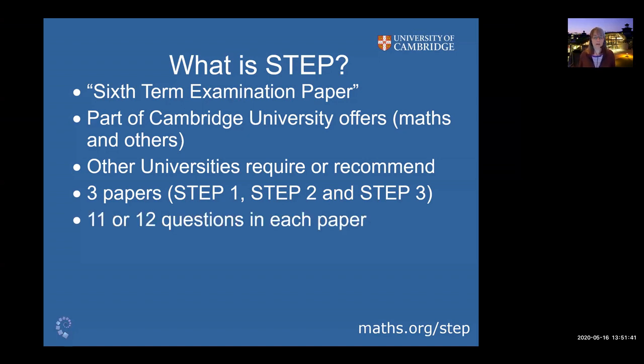There are 11 or 12 questions in each paper. STEP 1 has 8 pure questions, 2 mechanics questions, and 1 probability and statistics question. That's not because we don't like statistics and probability, it's just in the A-level specifications, there is very little statistics and probability that we can ask you to do in a STEP paper.